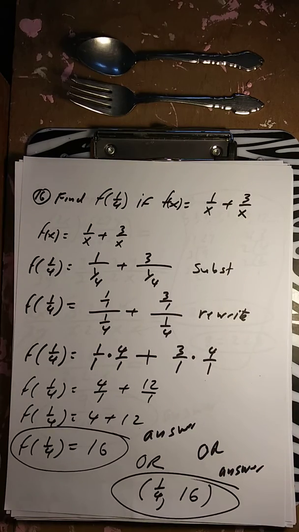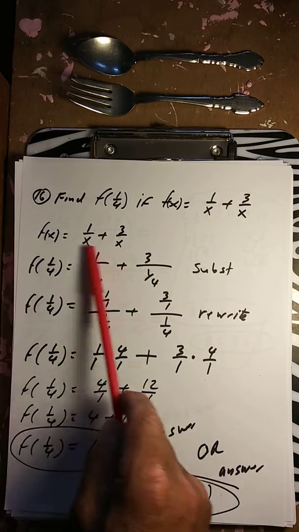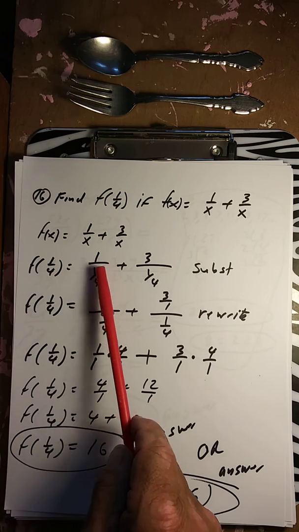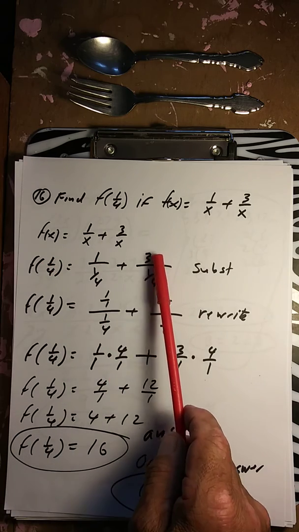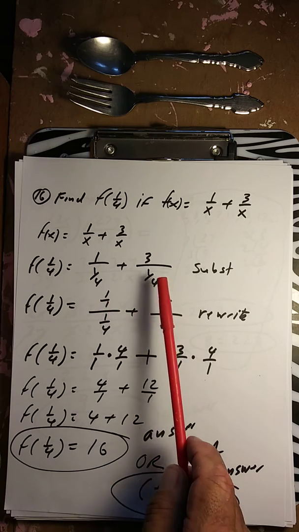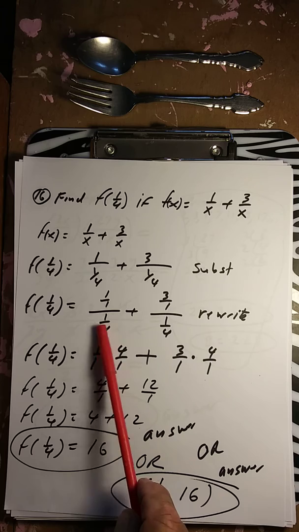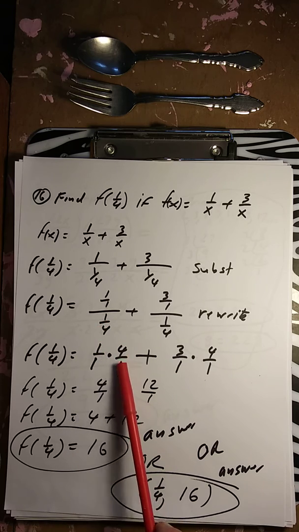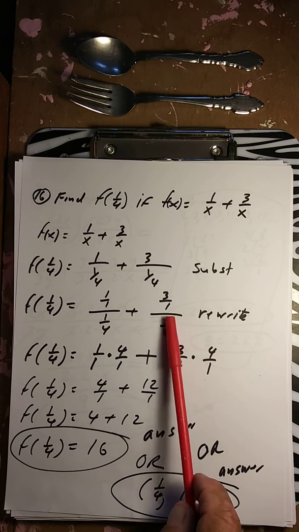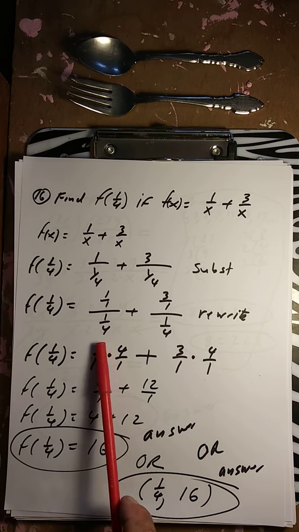Find f of 1/4 if the function f of x is 1 over x plus 3 over x. So f of 1/4 is 1 divided by 1/4 plus 3 divided by 1/4. Rewrite the 1 as 1 over 1, and 3 as 3 over 1. Now let's get the reciprocal of this. So 1 over 1 times 4 over 1, and the reciprocal of this, 3 over 1 times 4 over 1. Multiply it straight across.